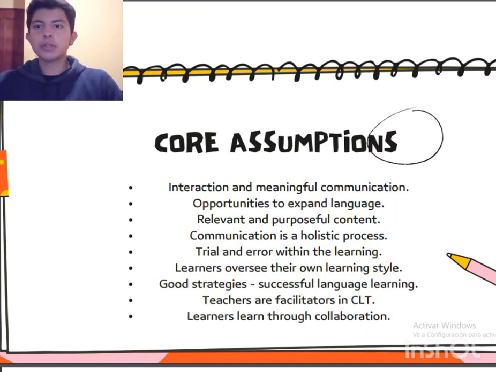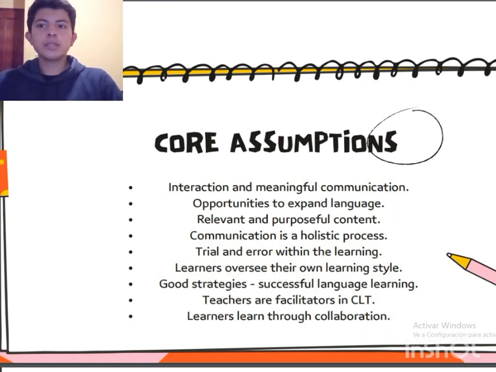Communication is a holistic process. This means that all the language skills work together. The language process involves trial and error within the learning, because as students are first learners, they obviously will commit errors, and it doesn't matter because that is what the language process involves. Learners oversee their own learning style because it depends on their own needs. This means that depending on the students' needs to communicate, they will find their own learning style.